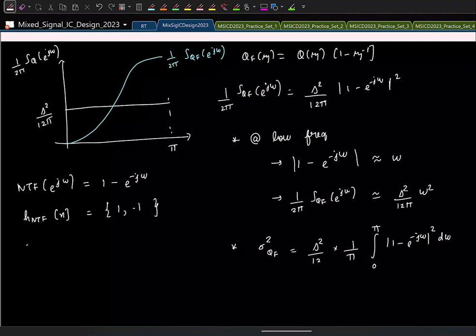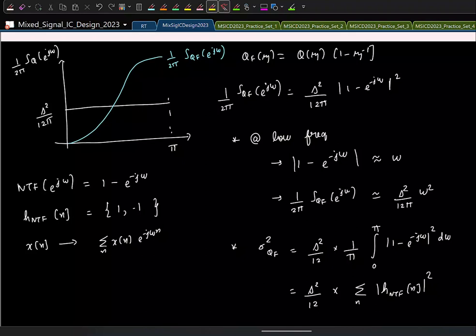Remember that if I have some x of n, the Fourier transform is simply summation of x of n e power minus j omega n. If you have it in the power series format, it's trivial to find what the impulse response is, right? So the overall quantization noise power, in general, is delta square by 12 times magnitude squared of NTF. And in this case, it's twice that, right?